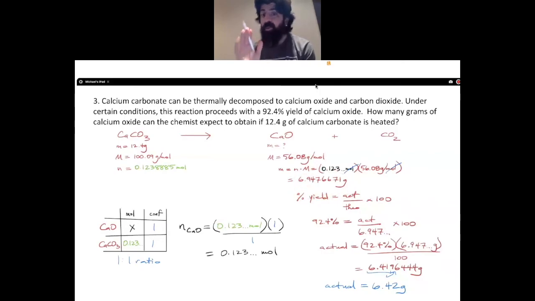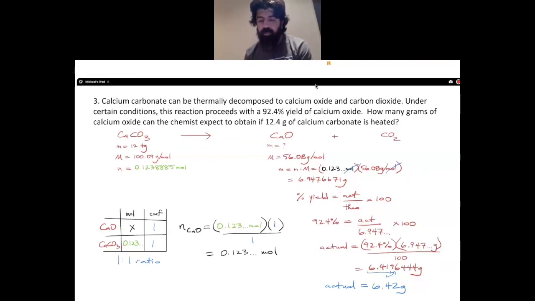Okay, remember, we're not done here. We are being asked to find how many grams of the calcium oxide the chemist can expect. This is the theoretical yield. We're being asked to find the actual. We're not in a lab, but mathematically we could find the actual if we are given the percent yield. Okay, and in fact, in this question, we're given the percent yield. So the percent yield is our given. The only one that we're being asked to find is the actual. We just calculated the theoretical.